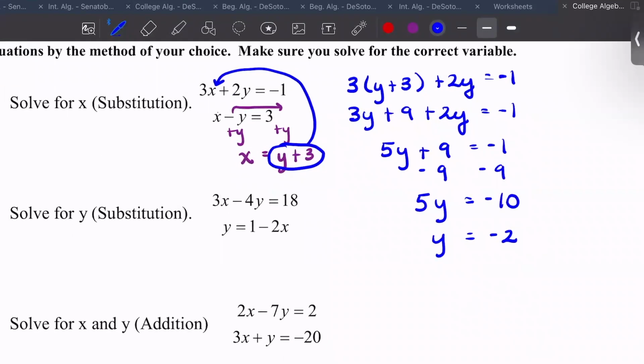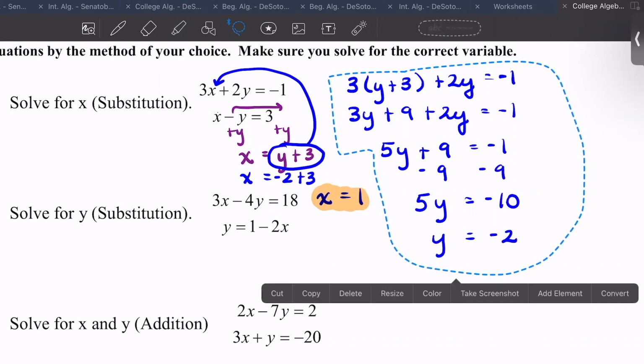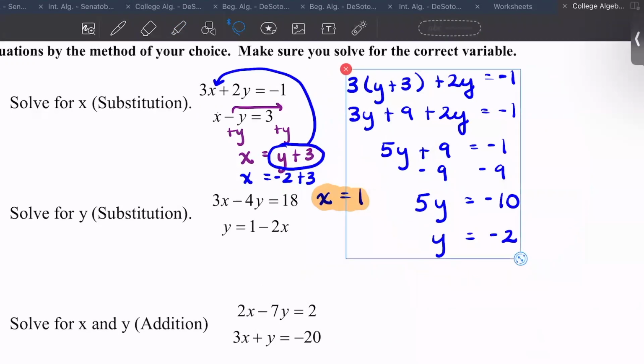Okay, I didn't ask you for y, I asked you for x. So you can come back in and plug in your y into this. So x equals -2 plus 3. And you get that x equals 1. Okay, I'm going to make this smaller so that I can have room.